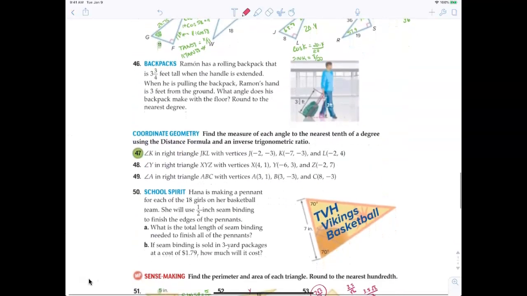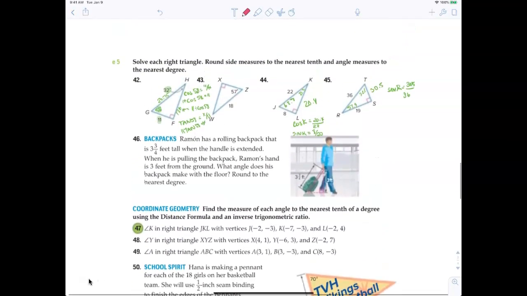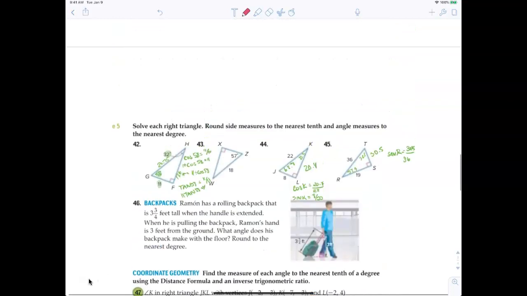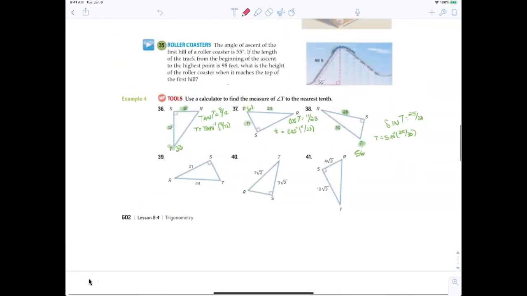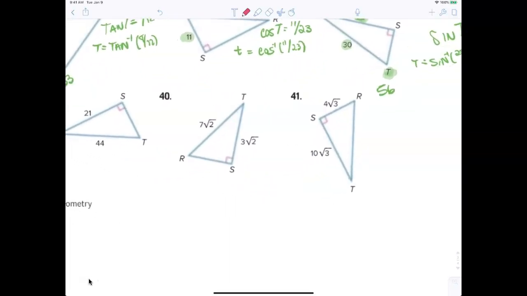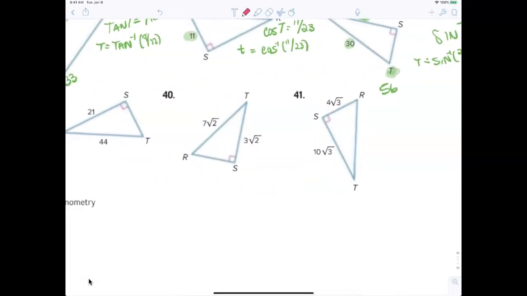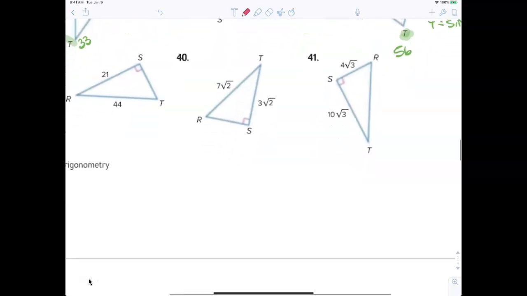I don't think I asked you to do 47, 48 through. I don't think I did that. All right. Use a calculator to find the measure of angle T. So let's go to 40. Everybody go to 40. All right, someone tell me how to find angle T. What trig function am I going to set up?